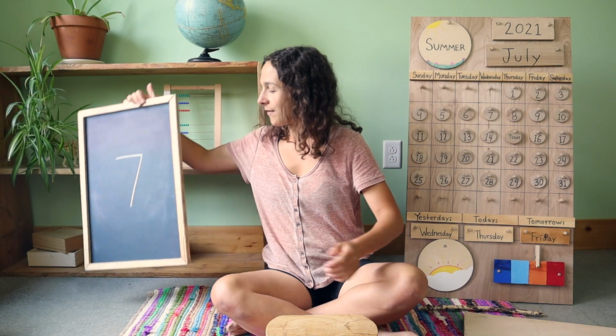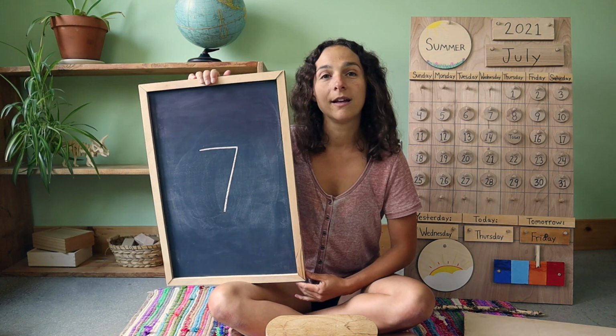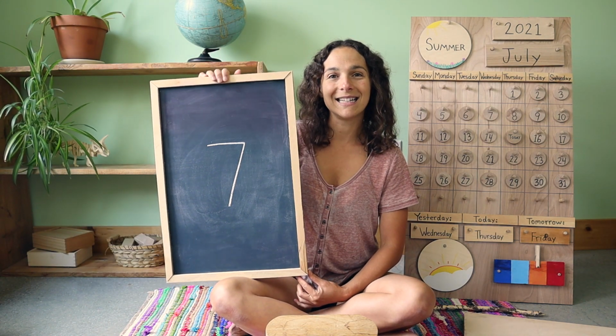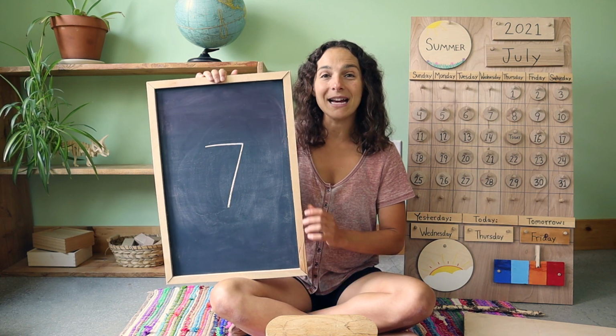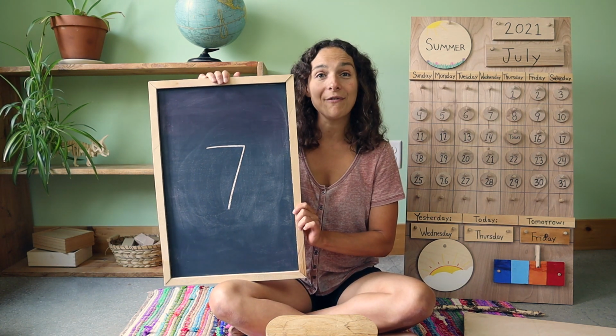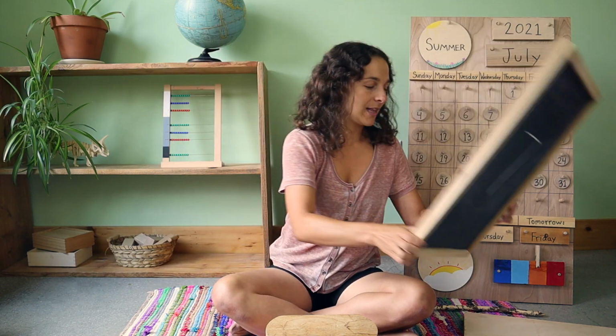And here's the number of the week. What number is this? 7. That's right. Let's hold up 7 fingers together. Let me put my board down. I'll start with one hand. I have 5 fingers right here. And when I add 2 more fingers, now I have 7. 1, 2, 3, 4, 5, 6, 7.